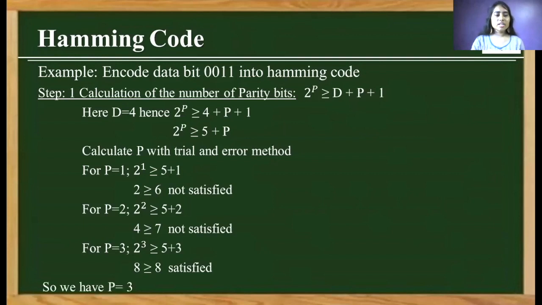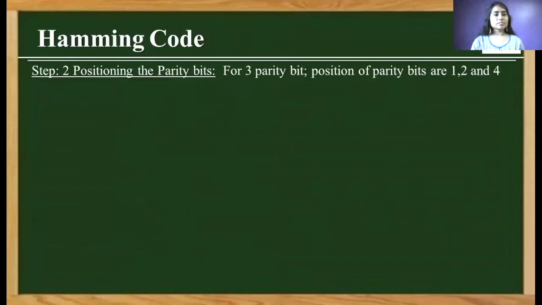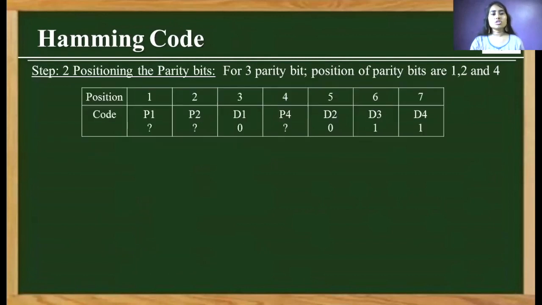Now next, we have to decide the position of the parity bits, and for 3 parity bits, the positions are 1, 2, 4, as we have to put each parity bit at a power of 2 position. So the first position is reserved for P1, the second position for P2, the fourth position for P4, and the remaining positions, that means 3, 5, 6, 7, are for our message.